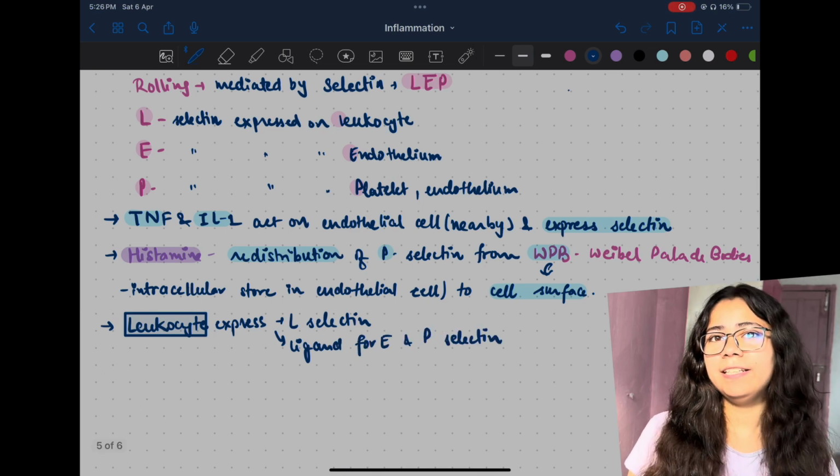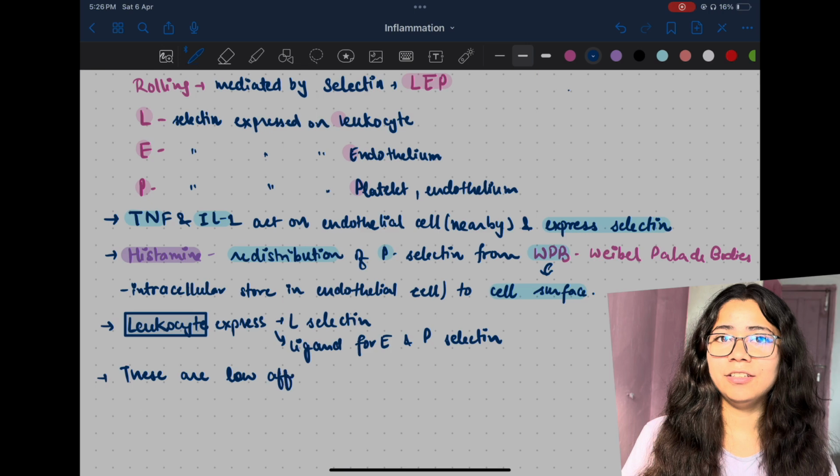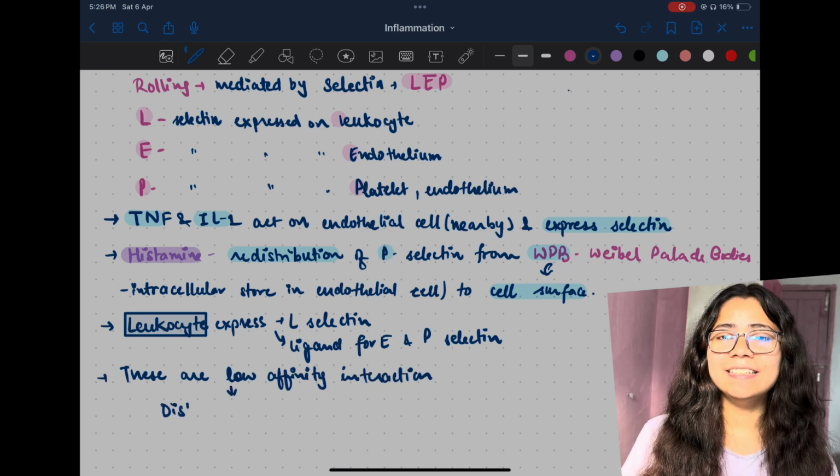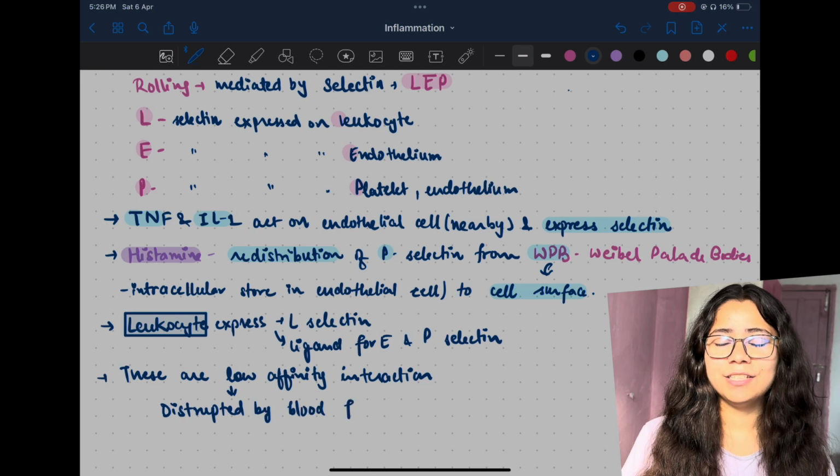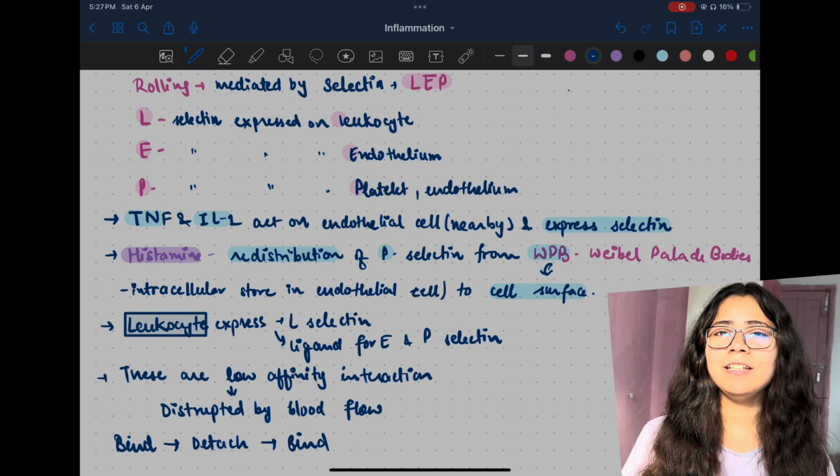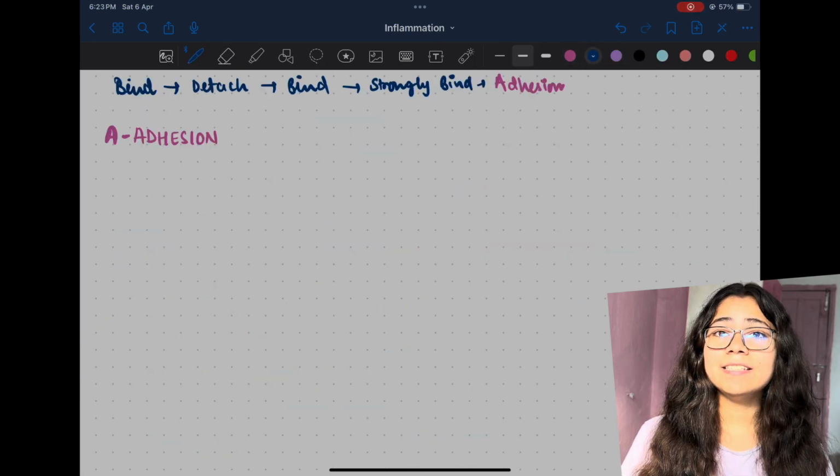These are low affinity interactions, so they are easily disrupted by blood flow. Or like another girl came in and the relationship ends. So bind, detach and bind, like break up, patch up and break up, and finally a strong patch up that is like true love. And this is the next step, that is A for adhesion.